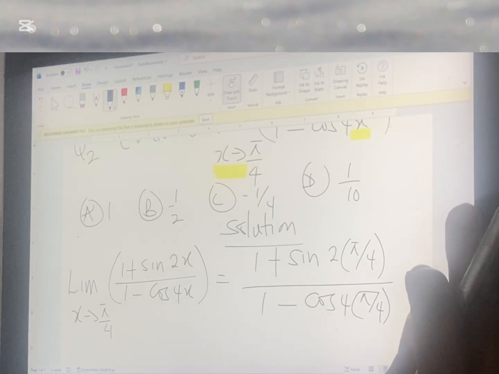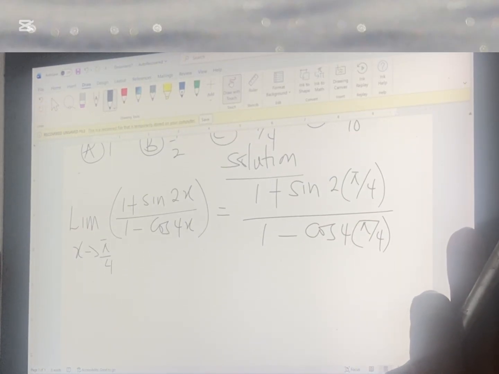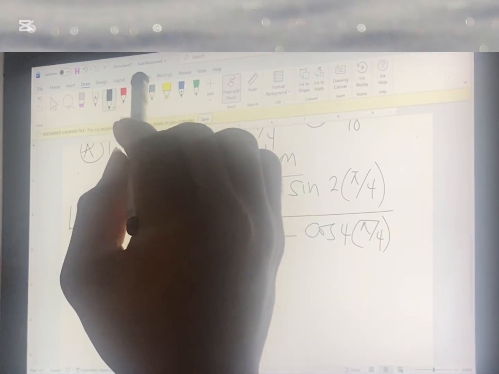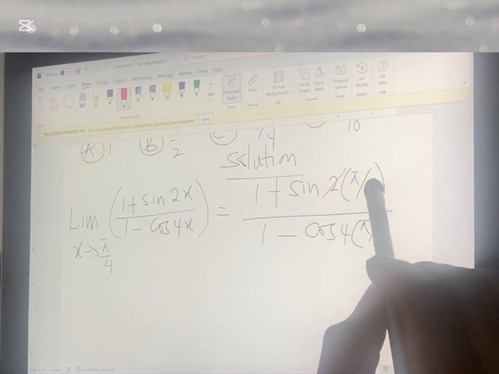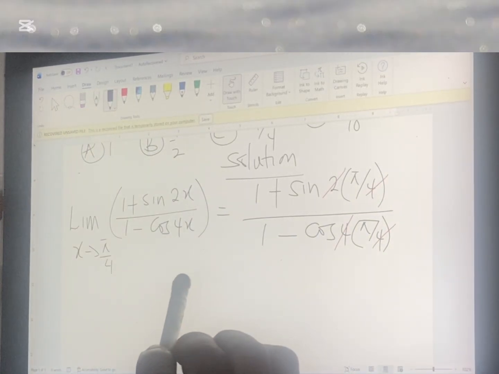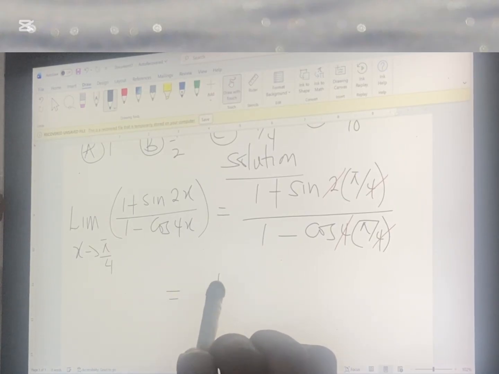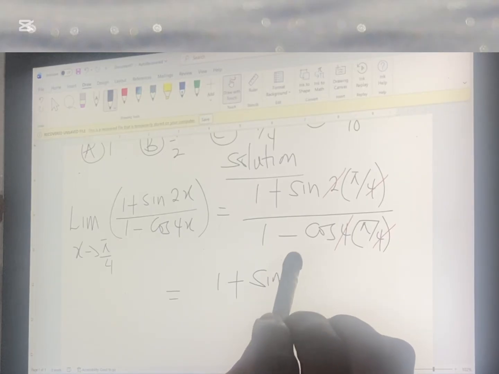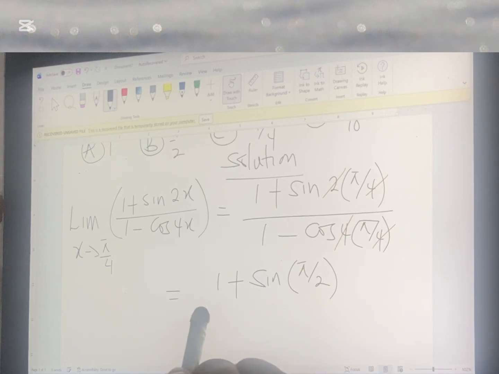So class, let's simplify this. The next step is to open this bracket here. If you open the bracket here, of course, this 2 we cancel, this 4 we cancel. I'll be left with 1 plus sine of 4 pi over 2, over 1 minus cos of pi. Please take note.